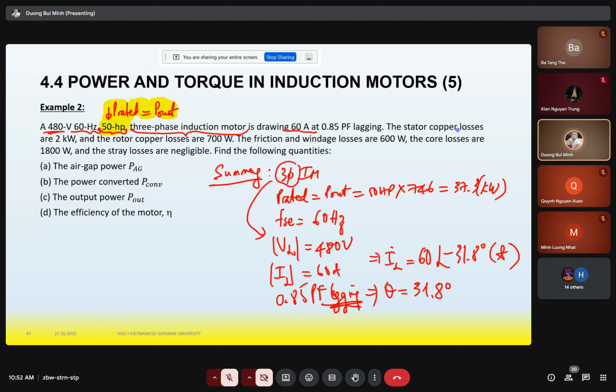The stator copper losses are 2 kilowatts, so we have delta P SCL equal to 2 kilowatts. We have rotor copper loss, delta P RCL, equal to 700 watts, meaning 0.7 kilowatts.